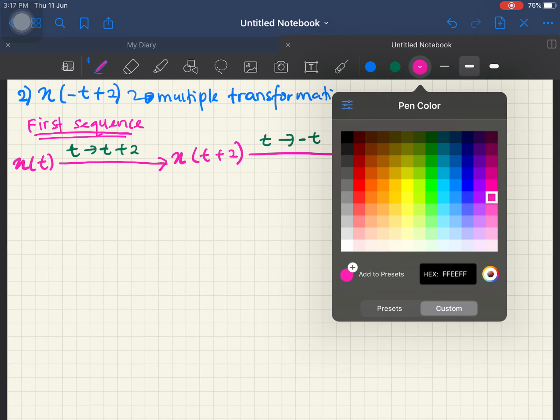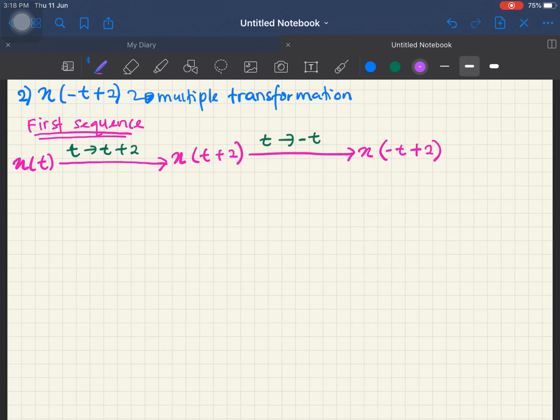If we plot the graph, let's try to plot the graph. Let's say you have this axis. Let me just draw over here. This is the axis, and you want to shift the entire graph to the left.